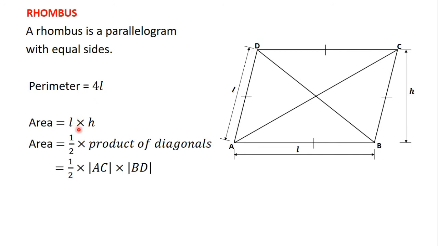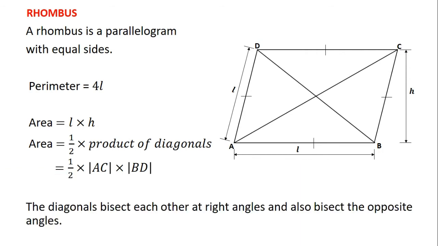So if you have the length and height, the area of a rhombus is length times height. If you have the length of the two diagonals, the area of the rhombus is half times the product of the diagonals. So in this case, half times the length AC, which is one diagonal, times the length BD, which is another diagonal. One very important thing you need to note about the diagonals of a rhombus is that the diagonals bisect each other at right angles.